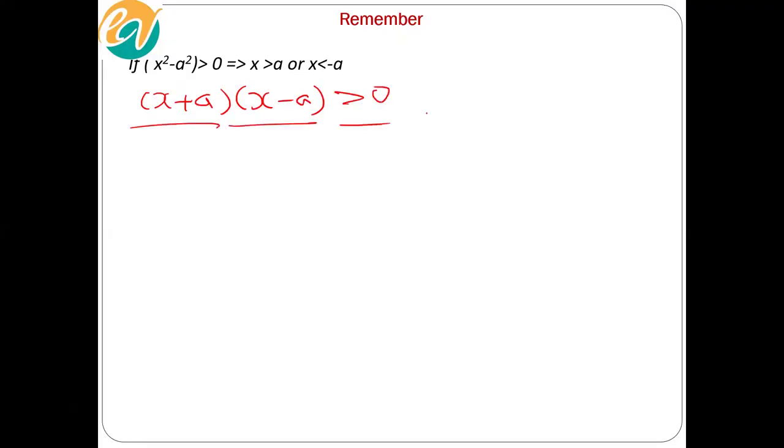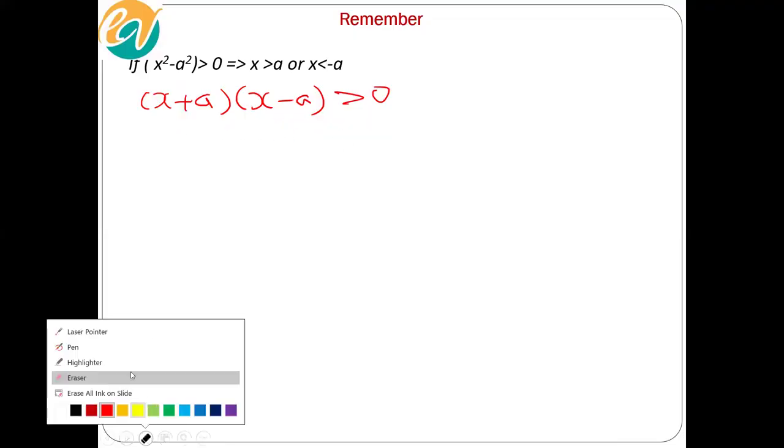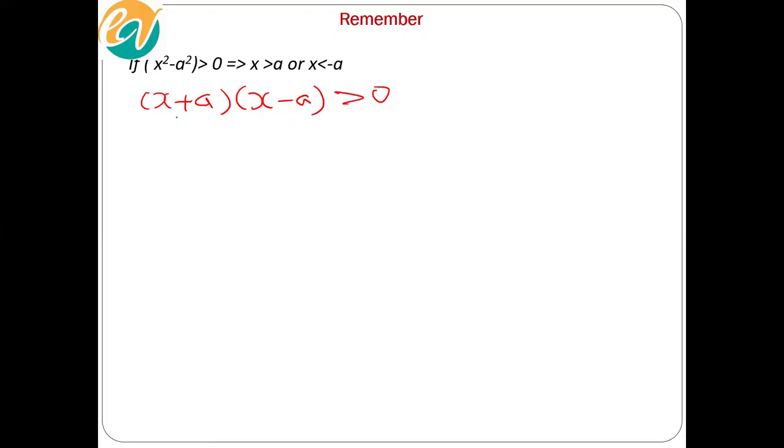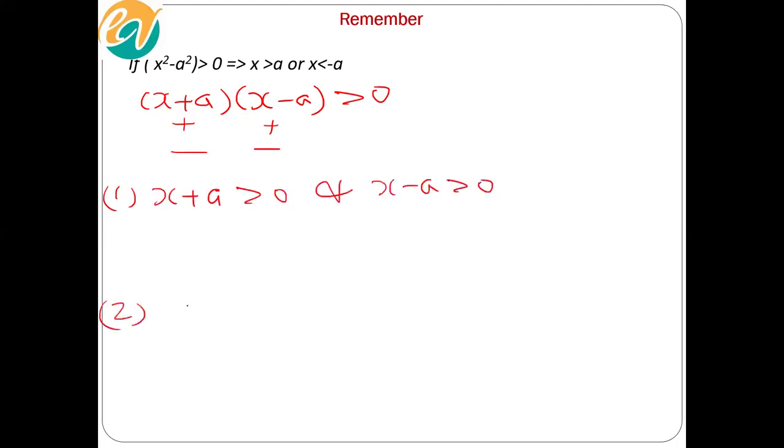Now notice the product of two expressions is positive. When will the product of two expressions be positive? Either when both are positive or both are negative, correct? So we'll consider two cases. First is both are positive, which means x plus a is greater than 0 and x minus a is greater than 0. And what is the second case we'll consider? Both are negative. X plus a is lesser than 0 and x minus a is also lesser than 0.